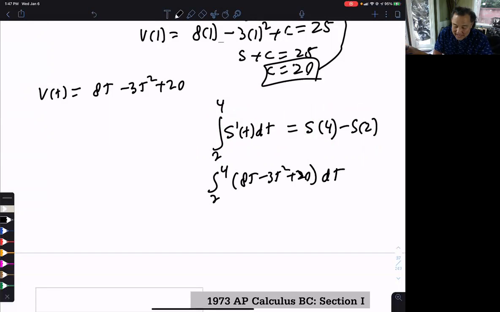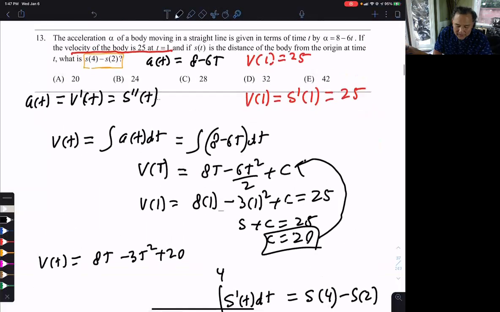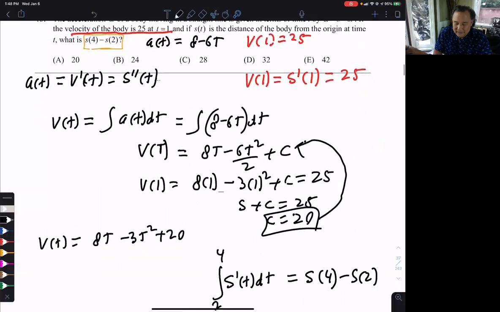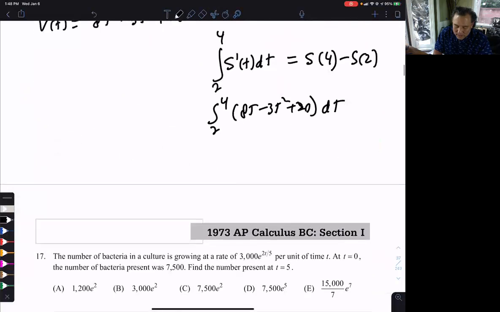Wow, this is actually a pretty tough problem. If I gave this, I would expect half the people at least to get it wrong. Probably more than half I'd expect to get it wrong because there's so many steps and so many concepts involved.